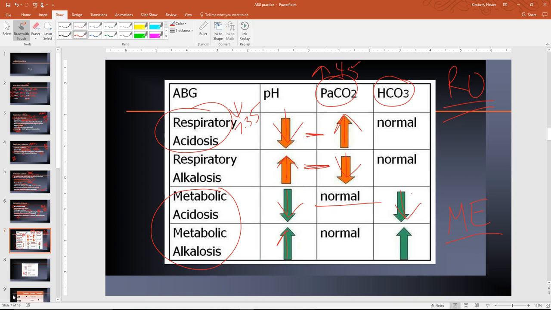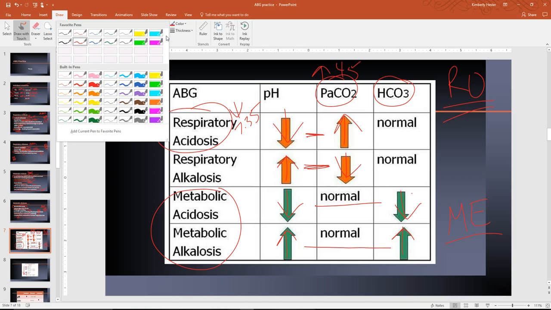And the same goes for your metabolic alkalosis. Your pH is going to be high, up arrow. Your bicarb is going to be high, up arrow. So metabolic equal, those arrows are going to be in the same direction. The big thing here is just to remember that you have to associate the correct value in order to really understand.